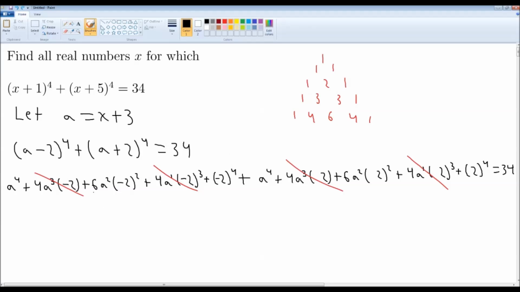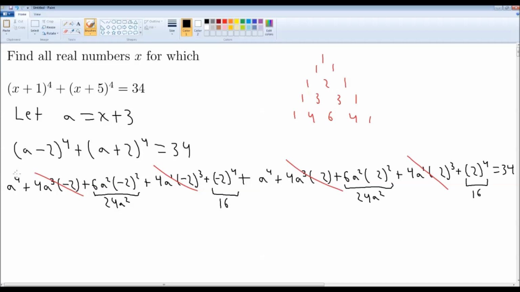So let's try to simplify this stuff. This becomes 6 times 4 times a squared. Okay, that's 24a squared. And similar with this one here, this is also 24a squared. And negative 2 to the power of 4 is just the same as 2 to the power of 4, which is 16. And likewise, this one is also 16.